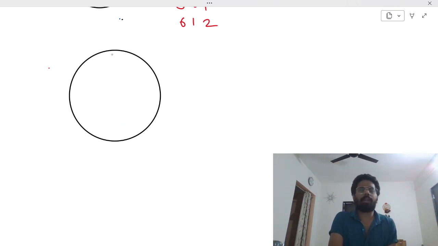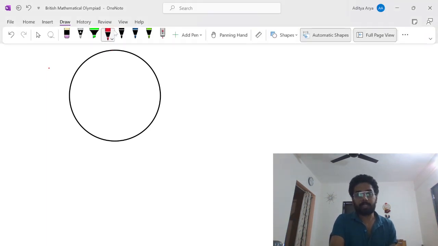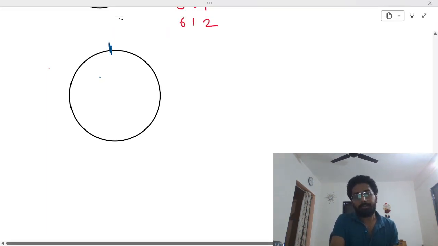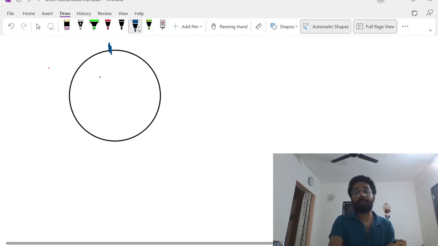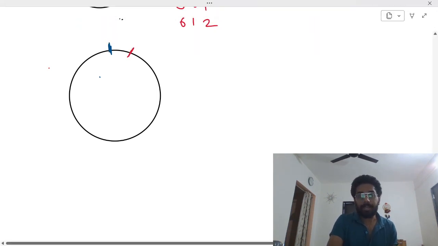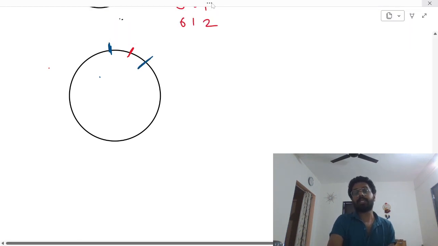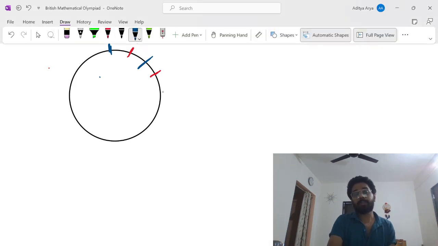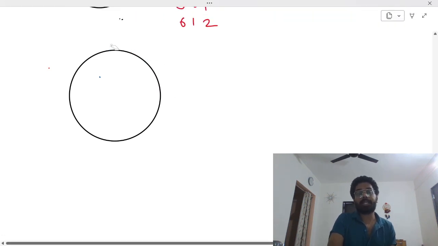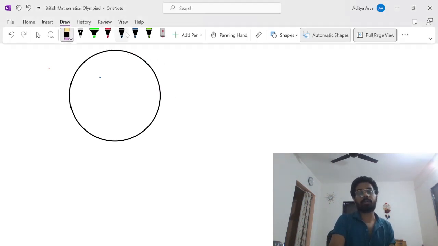It doesn't matter whether we start with red or blue, so I'm starting with a blue. Now one thing is sure: I use a blue, then a red, then a blue, then a red, then a blue, and then a red. Alright, so we can do this with 6 balls. Alright guys, so we are going to do this for the 6 balls.